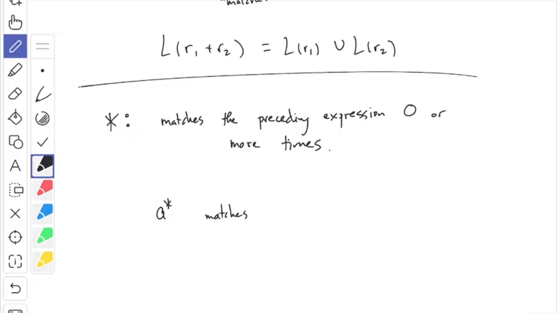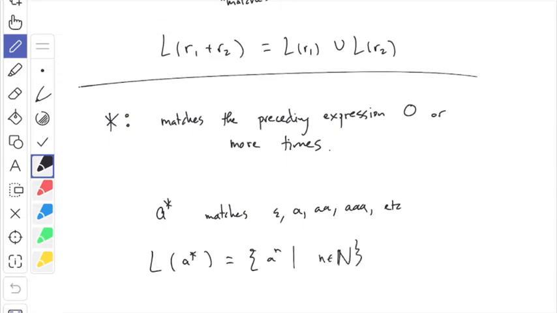Okay, so what does A star match? It matches things like A or AA or AAA, etc., right? And it also matches the empty string, right? This is what I mean when I said 0 or more times. So actually the language of A star is A to the N, where N is a natural number, right?